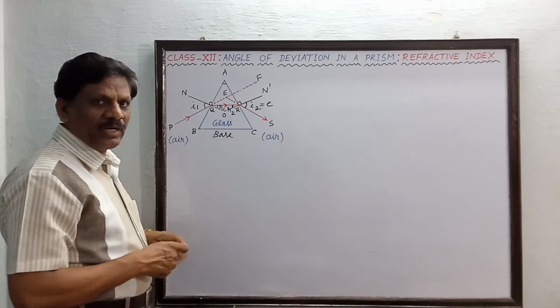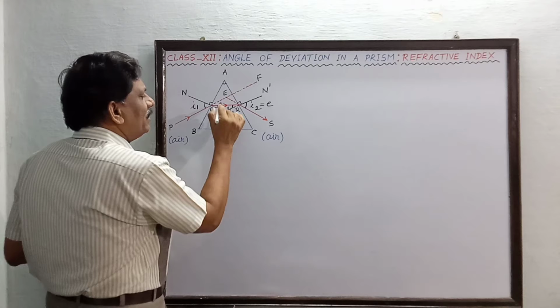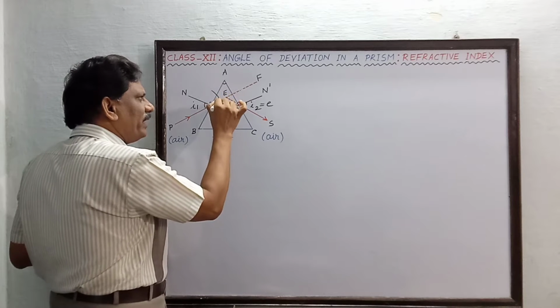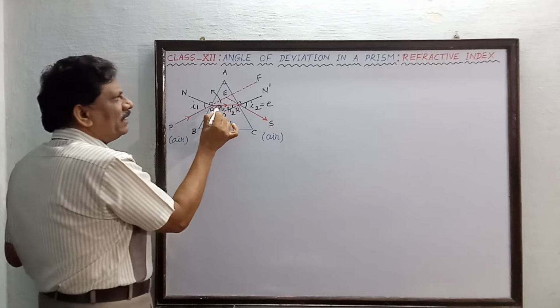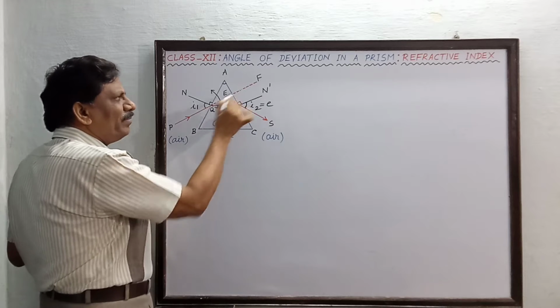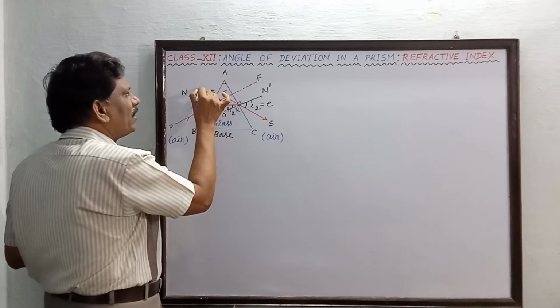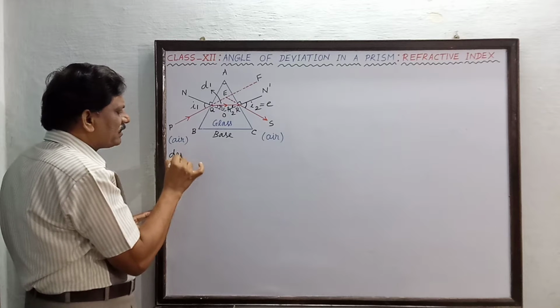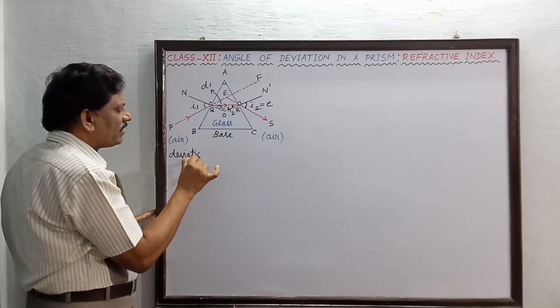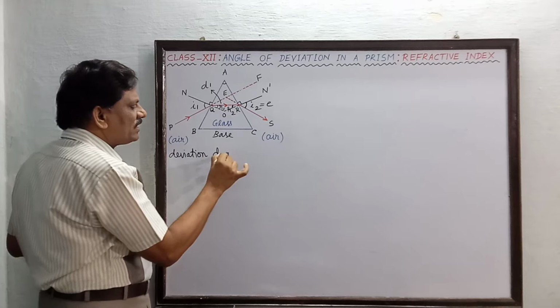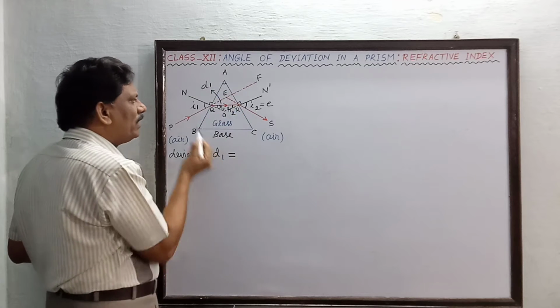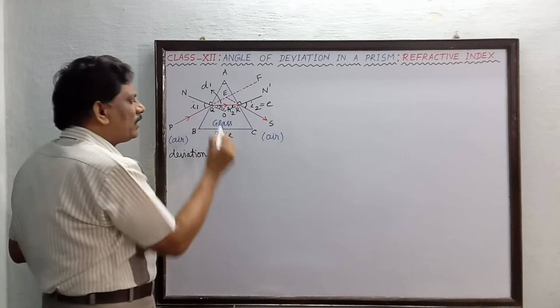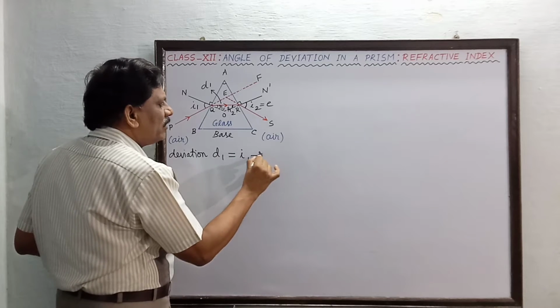So here you have to observe that by some angle, the light is deviating from its original direction. So I will call this D1. It is called the deviation at the first surface. So the deviation at the first surface is denoted by D1, and certainly that must be equal to I1 minus R1.